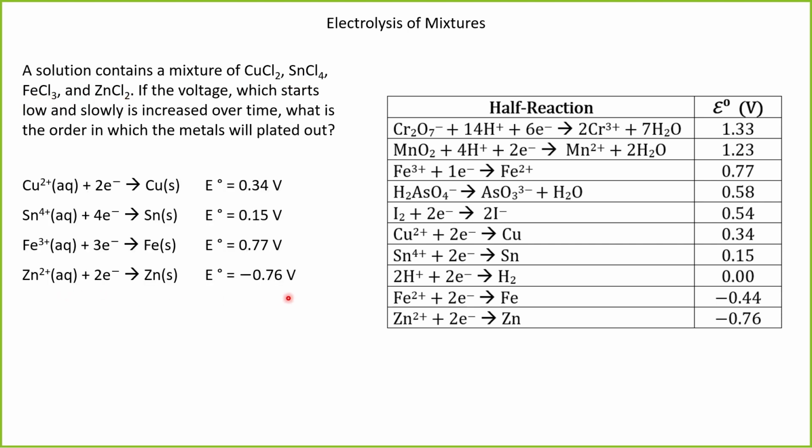So I need the reduction for copper, for tin, for iron, and for zinc. Here are all my reduction potentials for each of my metals: copper, tin, iron, and zinc. Now, what order are we going to go in? Well, the metal that is going to plate out first is going to be the one with the most positive reduction potential. And in our list, that is our iron 3. Then next, it's going to go to copper, then tin, and finally zinc. So here is my order right here. My iron 3, then my copper 2, then my tin 4, and then my zinc 2.